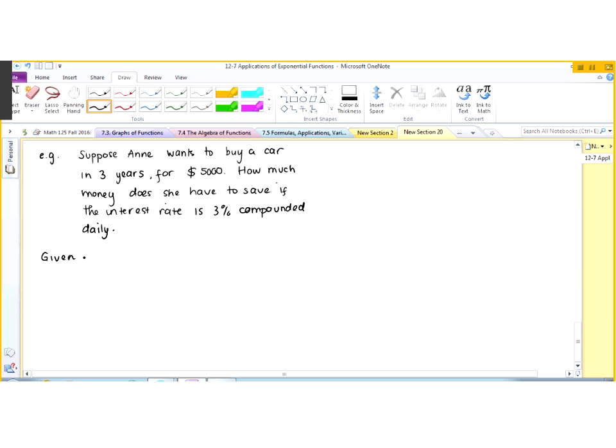So what is given? Oh, let's write down the formula. Which formula am I using? The first one or the second one? The first one, correct? So A is P times 1 plus R over N raised to the NT. Why do I use the first one? It's daily. What about the other one? It's continuously. Interest is compounded continuously. Now, what is given?